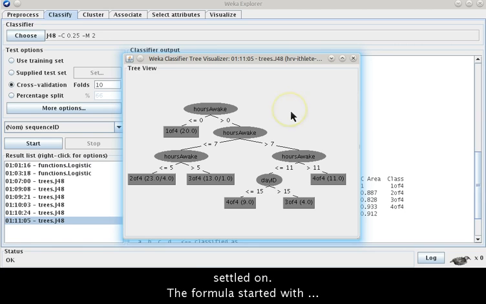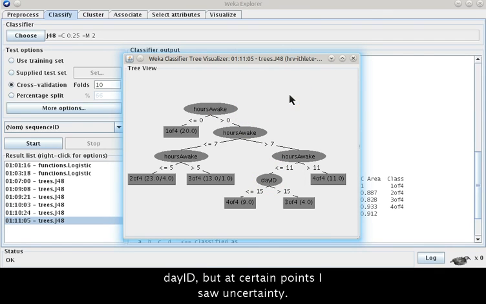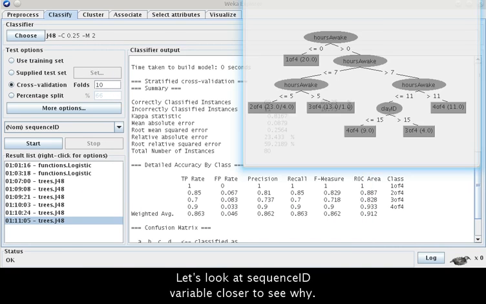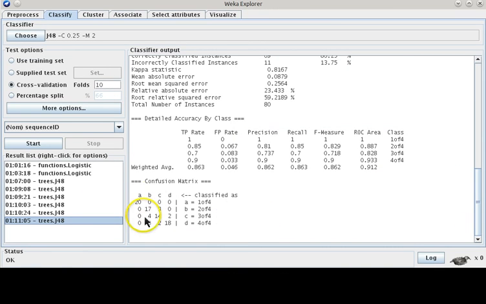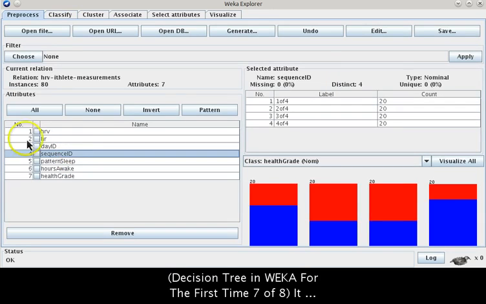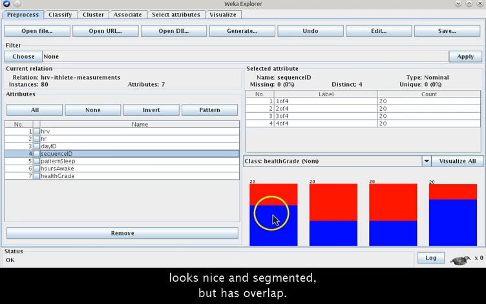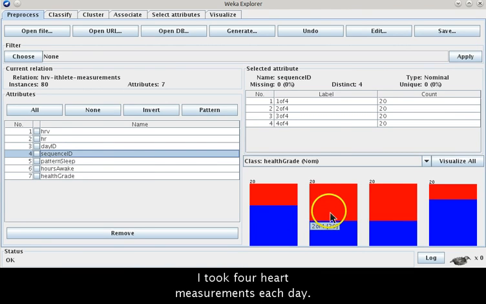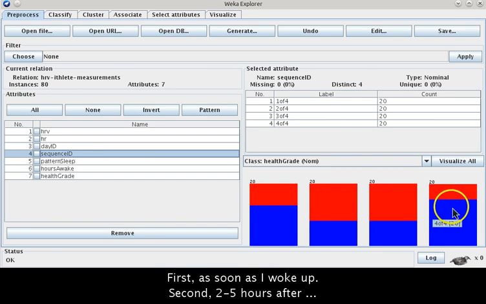The formula started with the hours awake variable. Further down it added the day ID variable, but at certain points I saw uncertainty. The tree is reflecting the confusion matrix. Let's look at the sequence ID variable to see why. It looks nice and segmented, but it has overlap. I took 4 heart measurements each day. First, as soon as I woke up. Second, about 2 to 5 hours after that. Third, about 2 to 5 hours after that. And fourth, 2 or more hours after that, before I went to sleep.